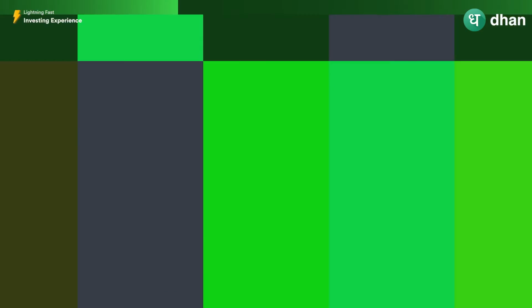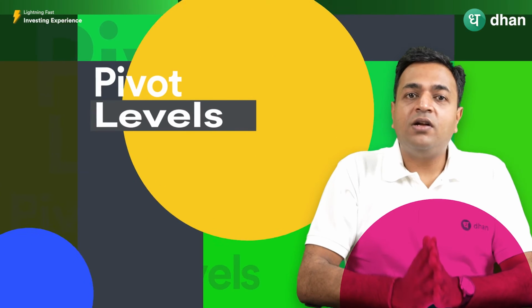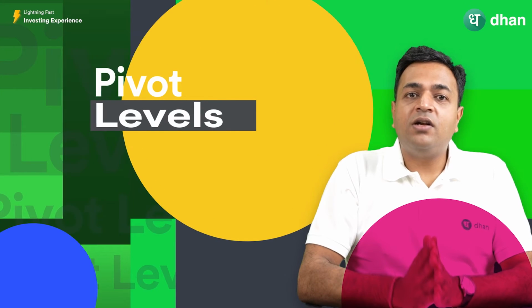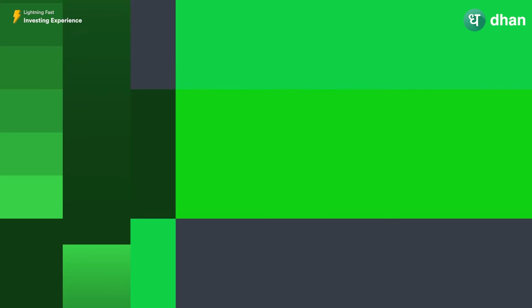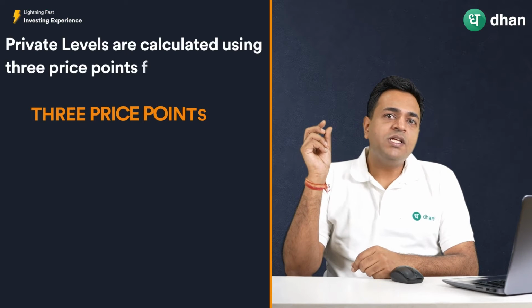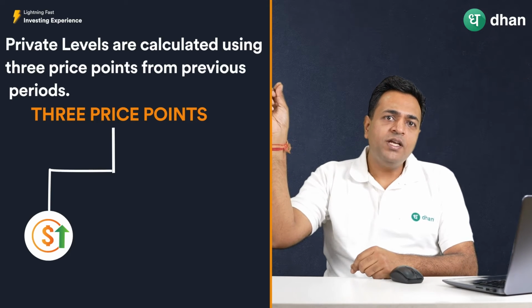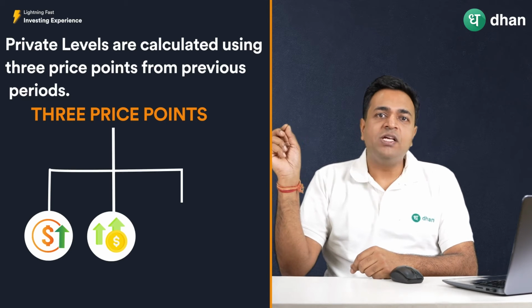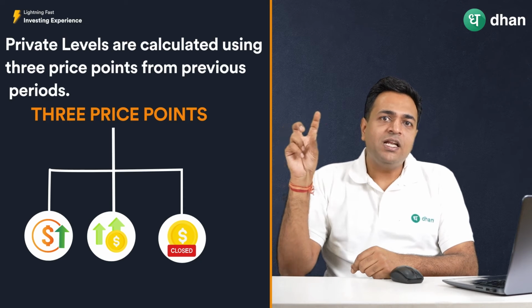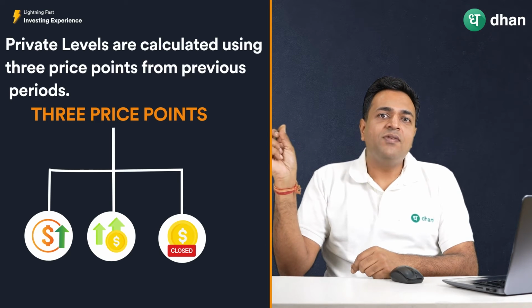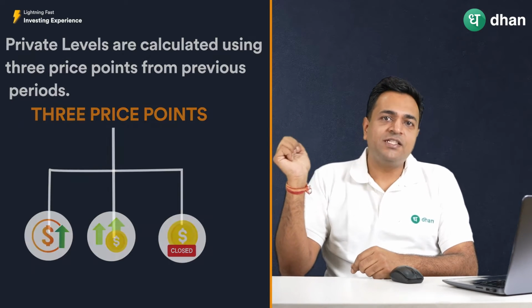These pivot levels are calculated using three price points from the previous period, that is your high price point, the low price point and the closing price point. Using these three levels, you calculate your pivot levels and the associated support and resistance levels.